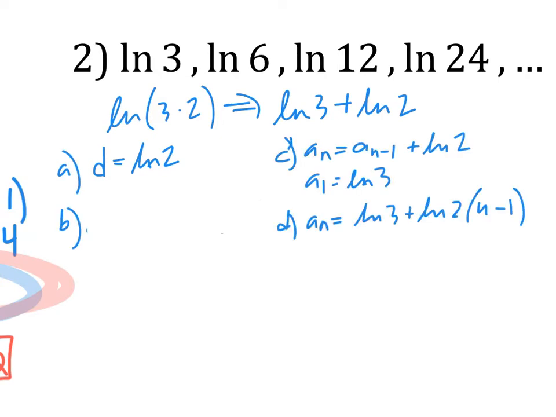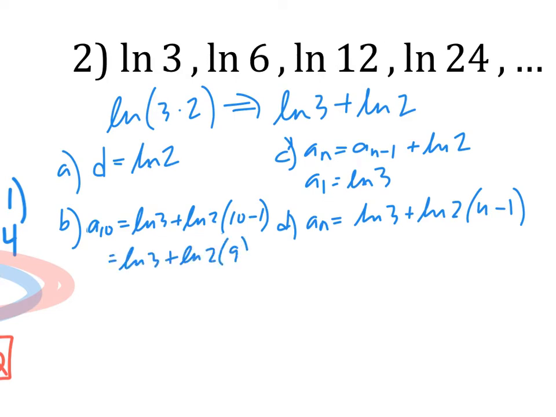Okay, so I've done up to just the formulas, and so I want to show you how to do A10 if you haven't done that. A10 is going to be natural log 3 plus natural log 2 times 10 minus 1. So this is going to be natural log 3 plus natural log 2 times 9. Okay, natural log 3 plus natural log 18. And hopefully you remember that when you add, you are actually multiplying. So this is going to be natural log 54.